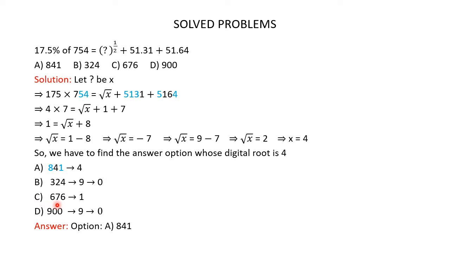Option C is 676. 6 plus 7 is 13. 13 plus 6 is 19 and 1 plus 9 is 10 and 1 plus 0 is 1. So the digital root here is 1. Option D is 900. 9 plus 0 is 9, which is nothing but 0. So 0 is the digital root here. When you observe all these options, you'll notice that option A has a number whose digital root is 4. So the correct answer is option A, 841.